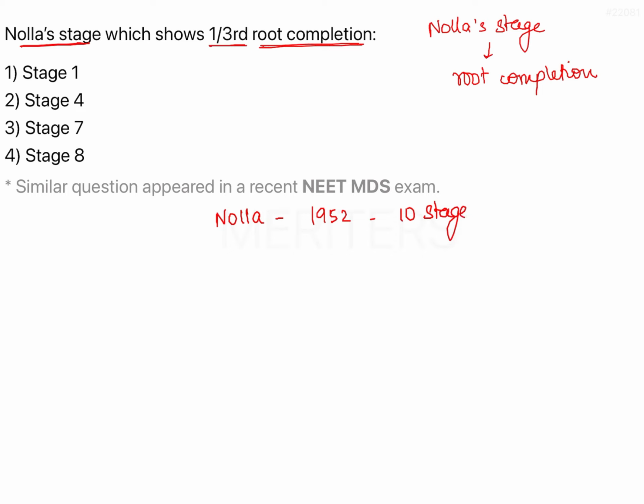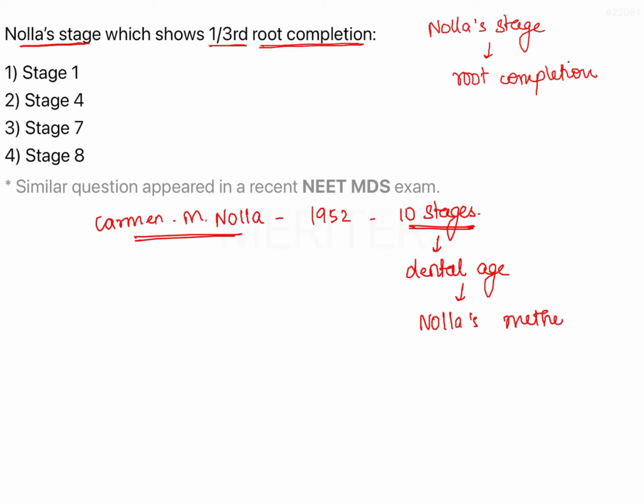different stages. The person's full name is Carmen M. Nolla. Carmen M. Nolla in the year 1952 divided the tooth development into 10 different stages, and these stages were used to assess the developmental age of the patient. So it is used in dental age estimation and it is known as Nolla's method of dental age estimation, which is based on the 10 stages proposed by Nolla.